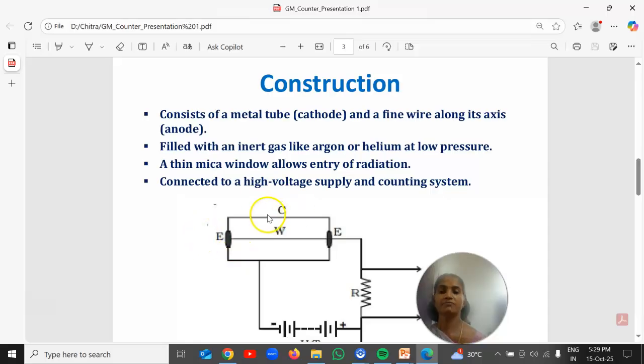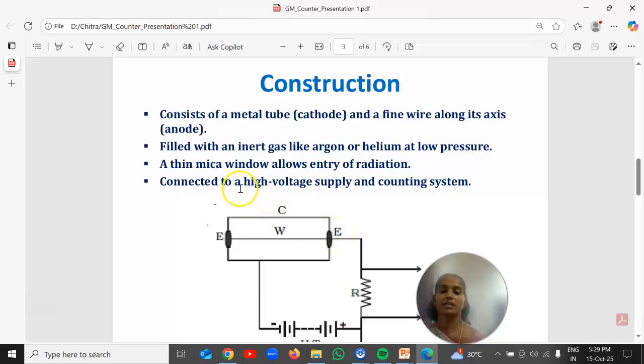Here in the construction we have chamber C which encloses gas inside it, and the chamber is connected to the negative terminal of the battery. The tungsten wire W, which is stretched along the length of the chamber, is connected to the positive terminal of the battery through a load resistance R, and the chamber and the tungsten wire W are insulated by means of an ebonite plug E on both sides.